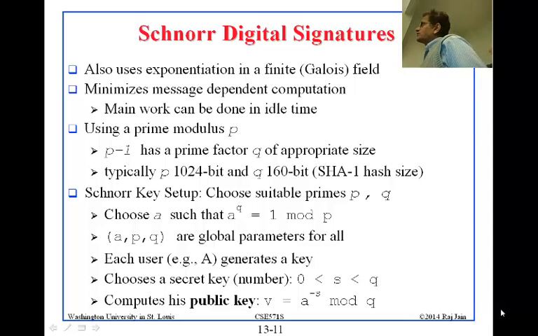Okay, so you use a prime modulus P. Now let's see. A minute ago we had a prime modulus Q. Now here we have P. So modulus P, and P minus 1 has a prime factor Q. Now Q has become a factor.